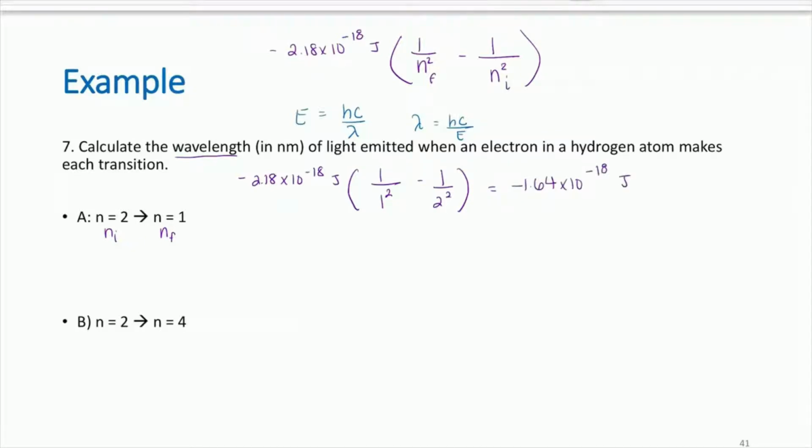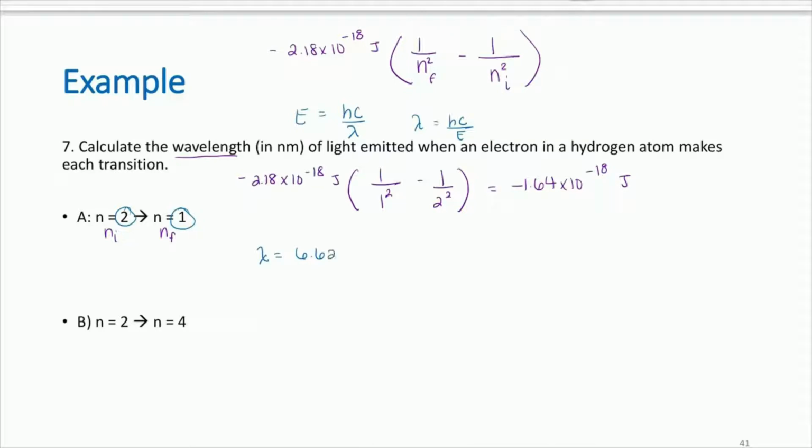Why is the answer negative there? Well, I'm going from an n equals 2 to an n equals 1 level. I'm emitting light, so I'm losing energy. So therefore, it's a negative sign, and the negative is just representing that the energy is being lost from the electron, not gained. That's the only reason it's negative. I'm going to take the absolute value of that and make it positive when I do the calculation for wavelength, because wavelength is a distance. It's not going to have a positive or a minus sign.